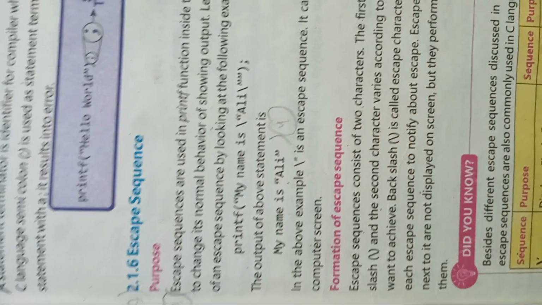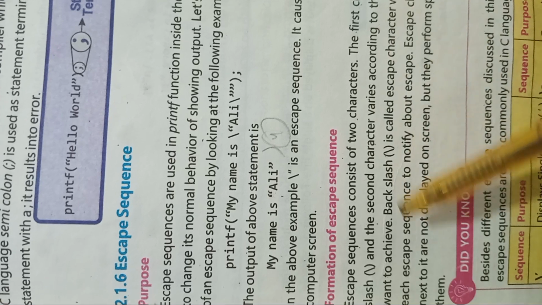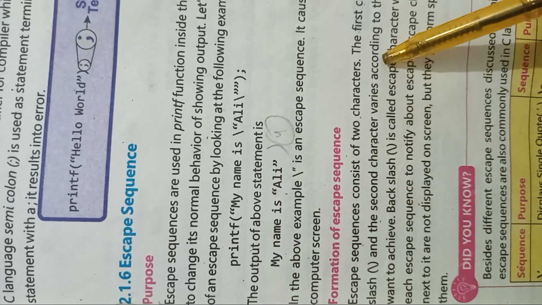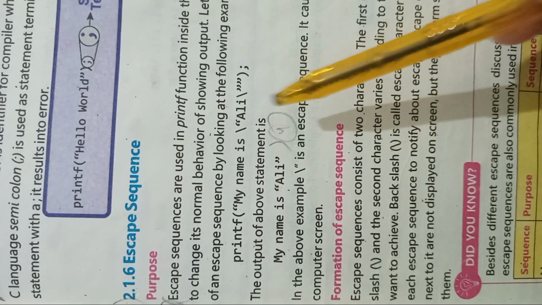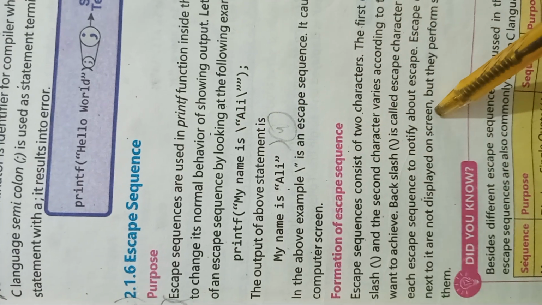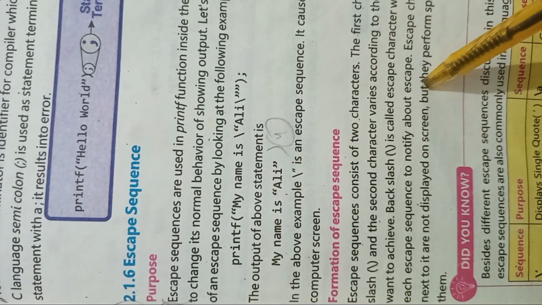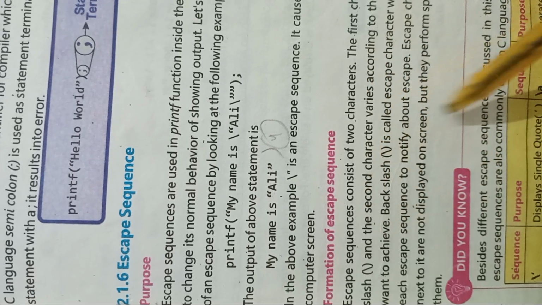So basically an escape sequence consists of two characters. The first character is always the backslash, and the second character varies according to the functionality that we want to achieve. So first we have the backslash over here, and then the inverted commas, right? So these are the two characters which the sequence consists of.